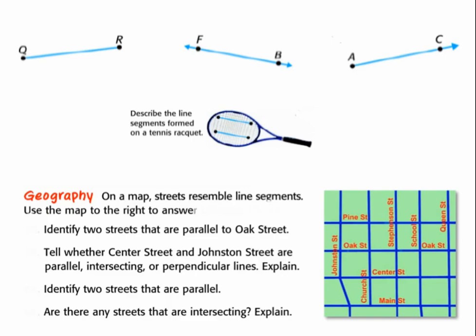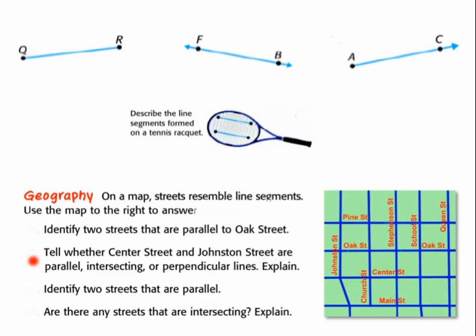Let's look at our map. On a map, streets resemble line segments, and we're going to use the map to the right to answer these questions. It asks me to identify two streets that are parallel to Oak Street. And here I see Oak Street. I want two streets that are parallel. Well, I actually have a couple of different options. The first one would be Pine Street. Looks like it never intersects. I also have Center Street, and I have Main Street. So I could choose any of those, two of those.